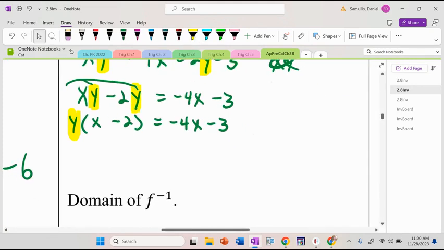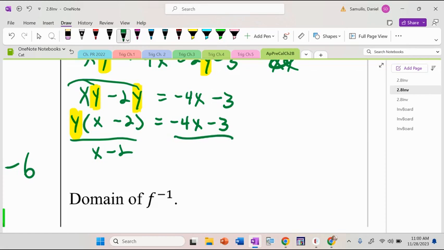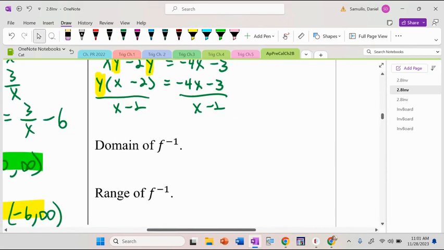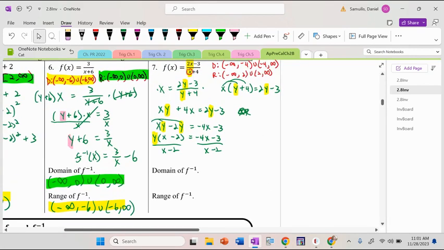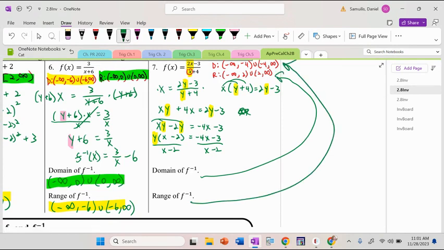Divide by x minus 2. And then we have other things we have to do in this shortened time, trying to do too much at once. But now you can see how the domain of this is the range, and the range of this is the domain of the original, because of the asymptotes of the new function.